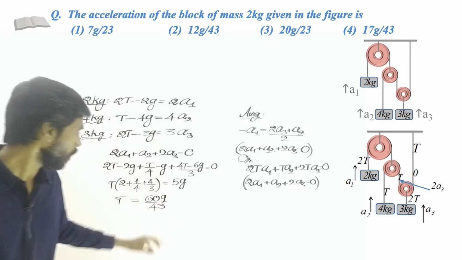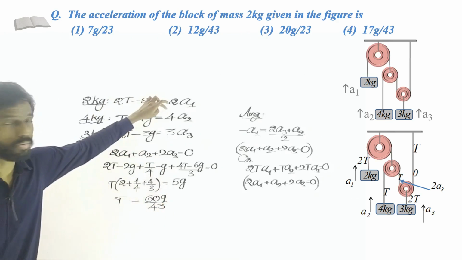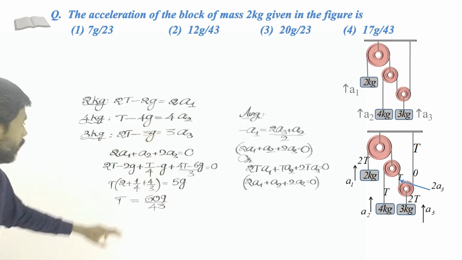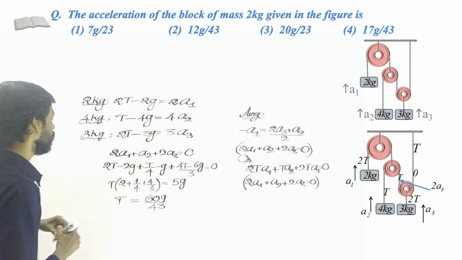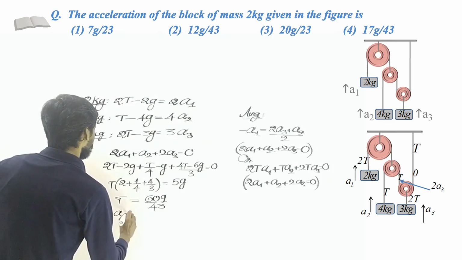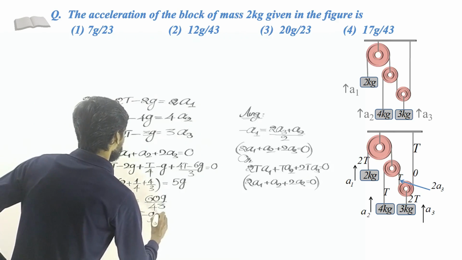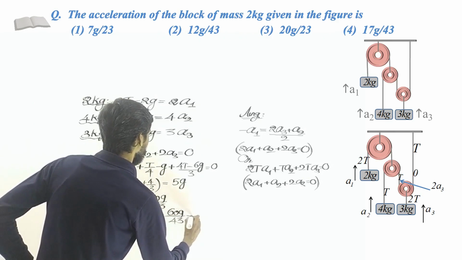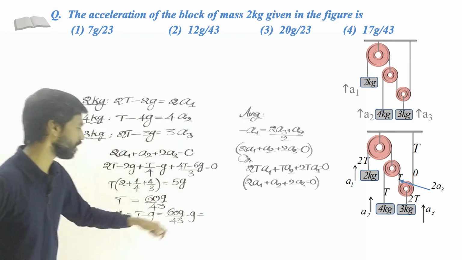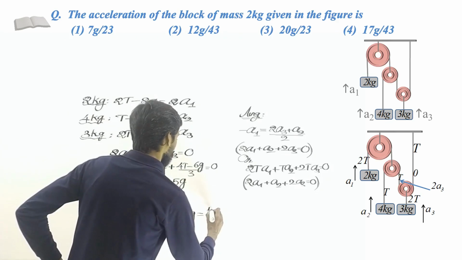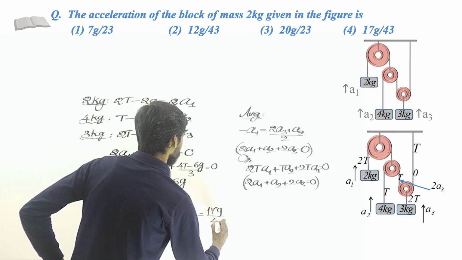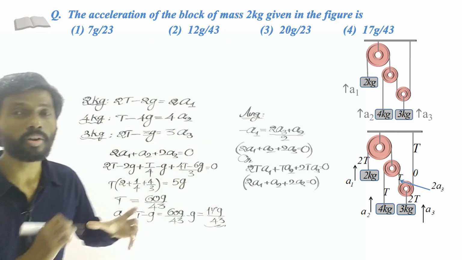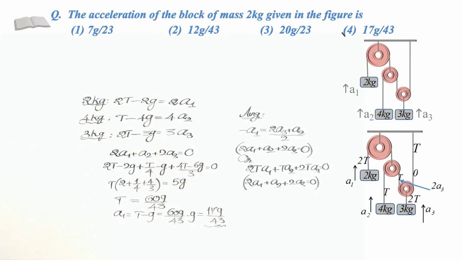Once T is found, we can substitute it here to get the value of A1, or if you want A2, we can substitute it there. So we can find all the three accelerations. Now we want the acceleration A1, so substitute it here. We know that A1 equals T minus g, so that means it is 60g divided by 43 minus g. That is 60 minus 43, so that is 17g divided by 43. So that is the acceleration A1, the acceleration of the block of mass 2 kilogram. That is the answer.